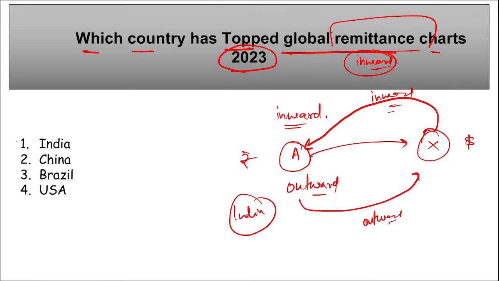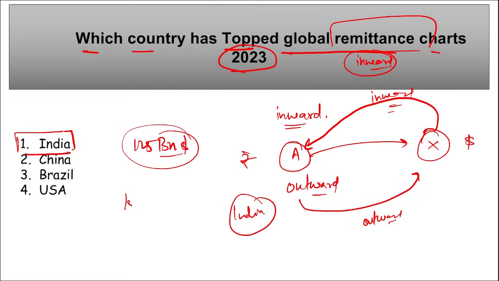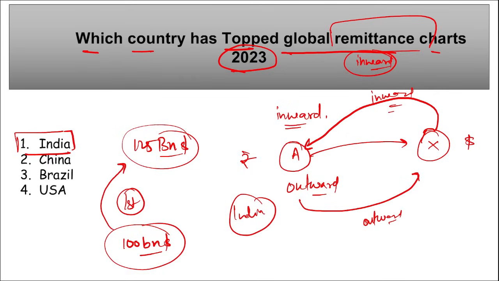So which country has topped this global remittance chart? It is our India. India's total inward remittance value stood at $125 billion, and this is the highest ever. Also, last year we discussed that India became the first country to touch the $100 billion mark in remittance. And now it is $125 billion.